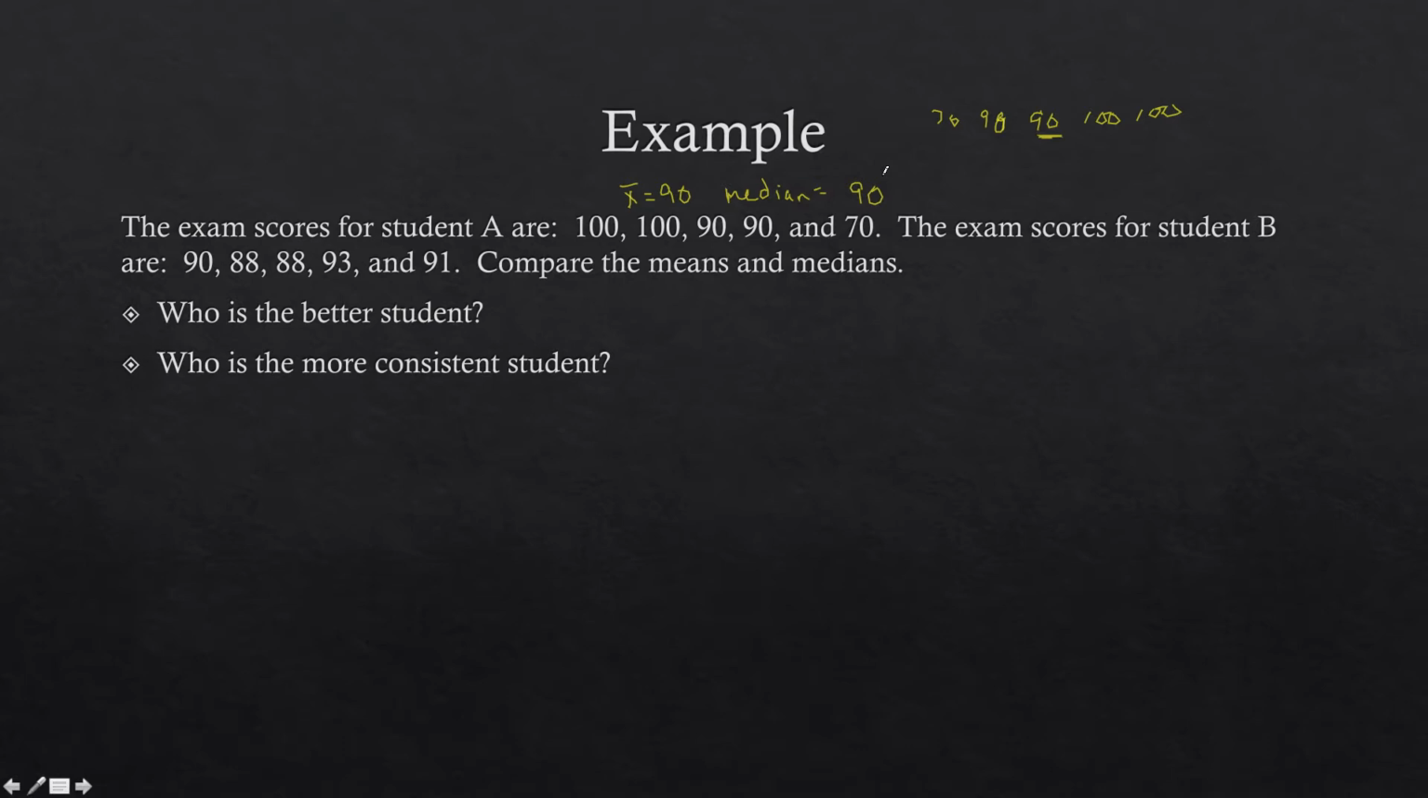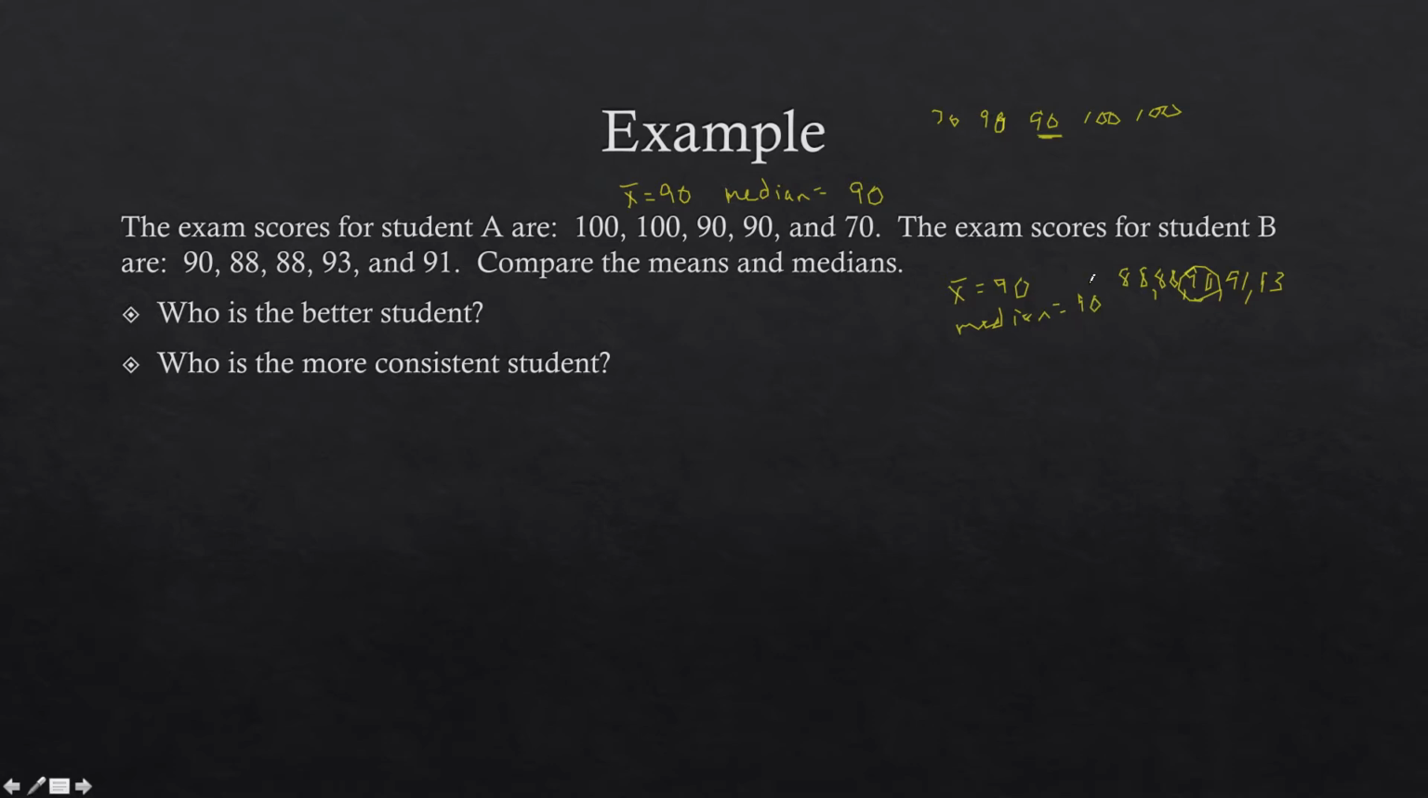Okay, that's student A. Student B, go ahead and look at these numbers. If you find the mean of student B, it actually has a mean of 90. Alright, well if we put those numbers in order, 88, 88, 90, 91, 93, these are odd, so middle number, so it actually has a median of 90.